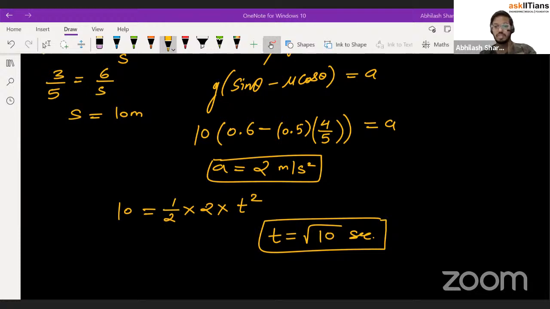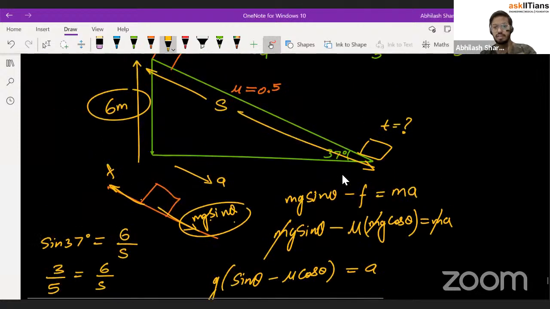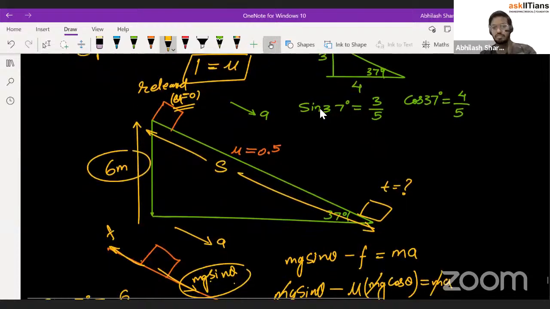So can you show sine 37? I just remember the triangle, Akhil. Triangle is 3, 4, 5.